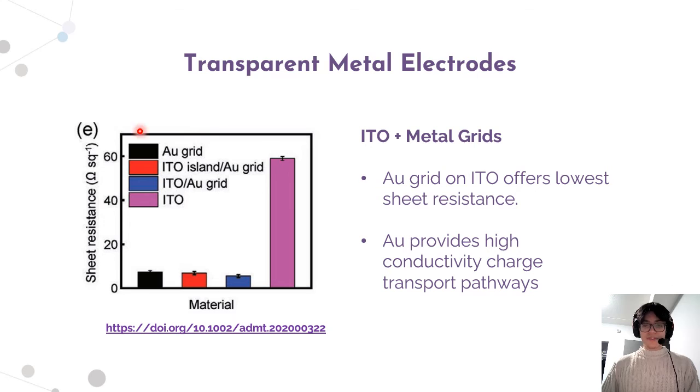From the graph on the left, we can see that compared to a pure ITO substrate, a gold grid fabricated on top of ITO offers a much lower sheet resistance, as the gold grid provides additional high conductivity pathways for charge transport.